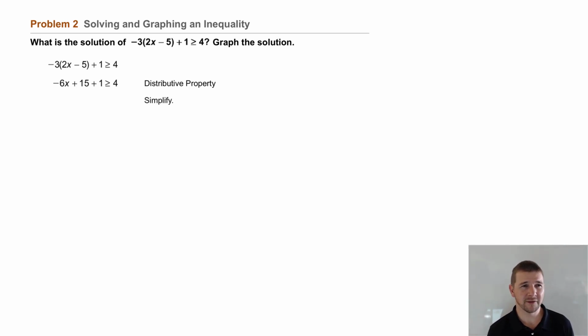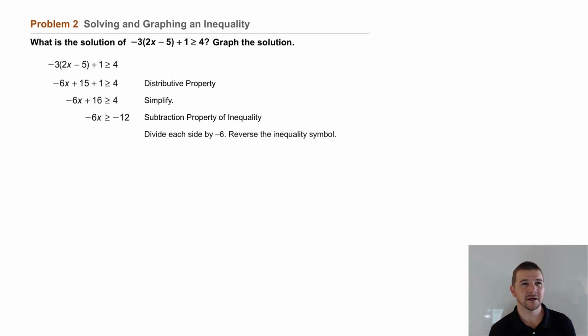Then we work to simplify on the left-hand side, combining like terms 15 and 1. Negative 6x plus 16 is greater than or equal to 4. Then we use the subtraction property of inequality to subtract 16 from each side. Negative 6x is greater than or equal to negative 12. And finally, we'll divide each side by negative 6.